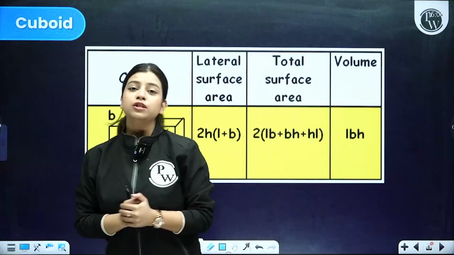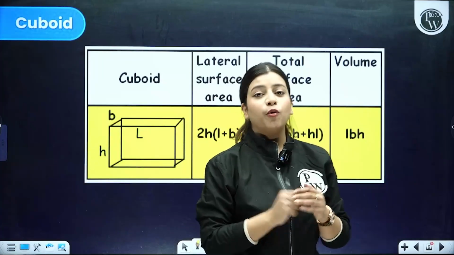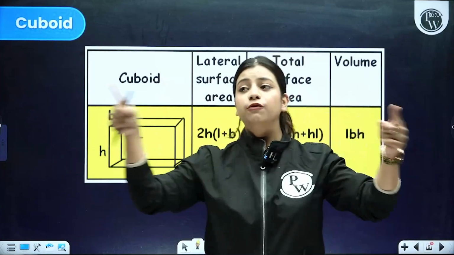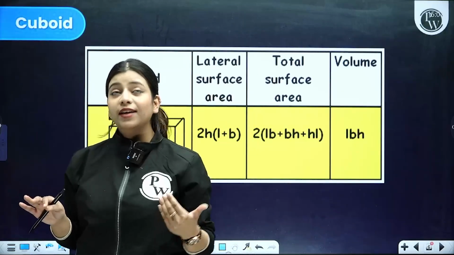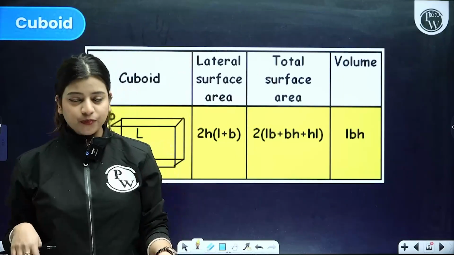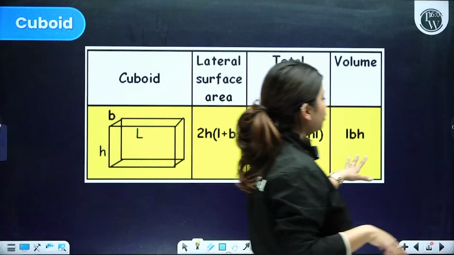Alright, so when we talk about the lateral surface area of the cuboid, that lateral surface area includes the four walls. That's it, right? When we talk about the total surface area, that includes the ceiling again and the floor, and its volume is LBH.